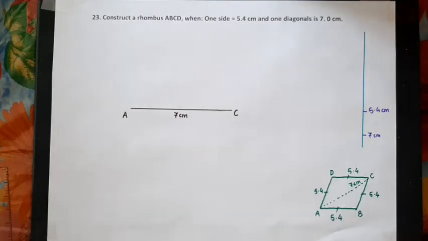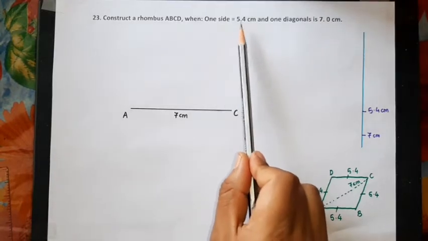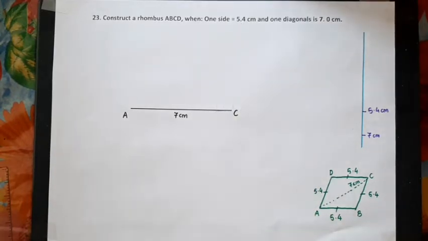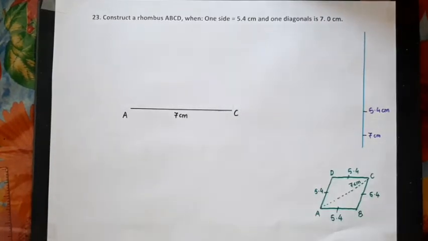Construct a rhombus. Now rhombus is also a parallelogram where all sides will be equal. Okay, and it is given that one side is equals to 5.4 and one diagonal is 7 centimeter. So I have constructed a rough diagram out here. So ABCD is a rhombus. Okay, and each side is 5.4. So all these sides are 5.4 and one of the diagonal is given to be 7 centimeter.